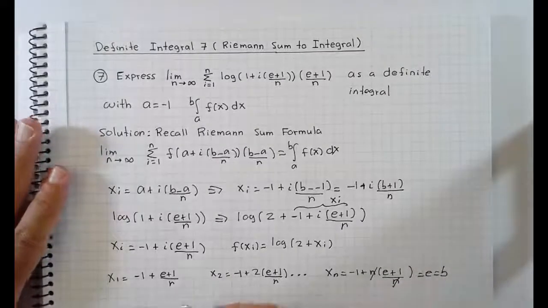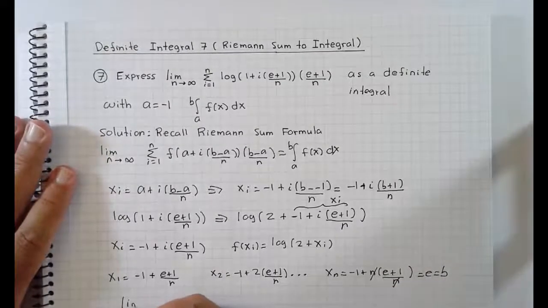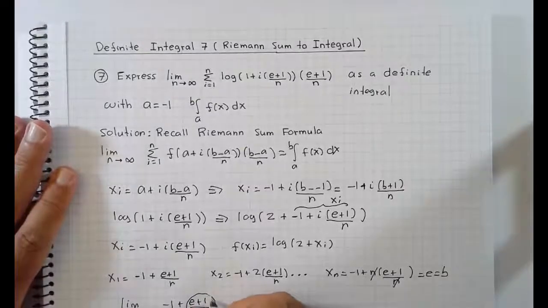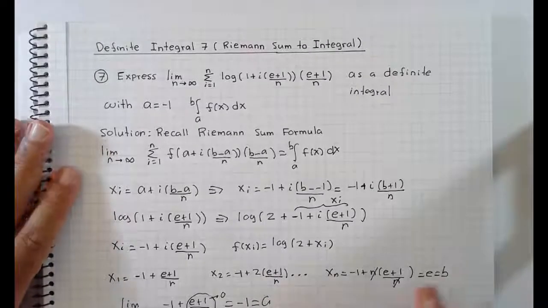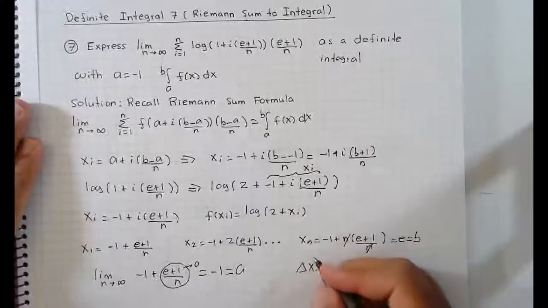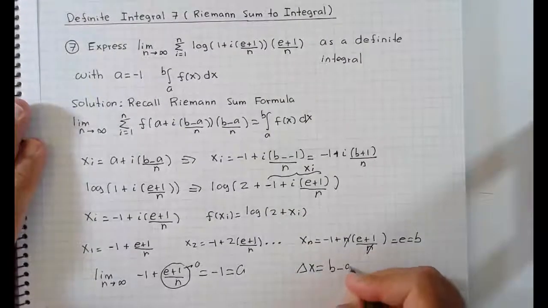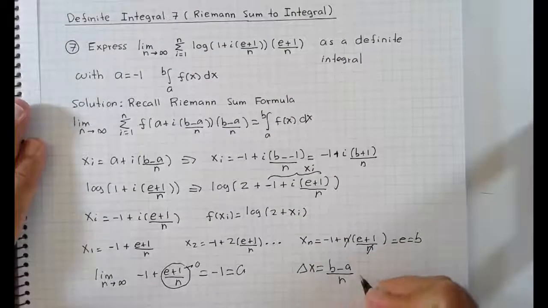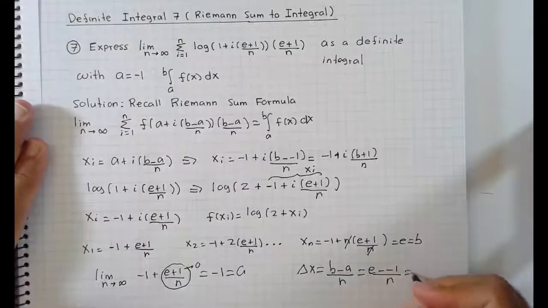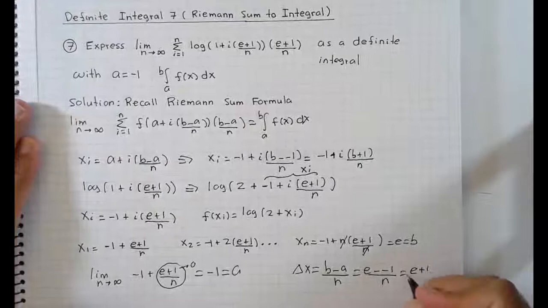Now to find a, take the limit as n goes to infinity of x1, which is -1 plus (e plus 1)/n. This term is going to go to 0 as n goes to infinity, so we get -1. This is a. And delta x, of course, is (b minus a)/n. So that's (b minus a)/n. That's equal to (e minus -1)/n. That's (e plus 1) divided by n.